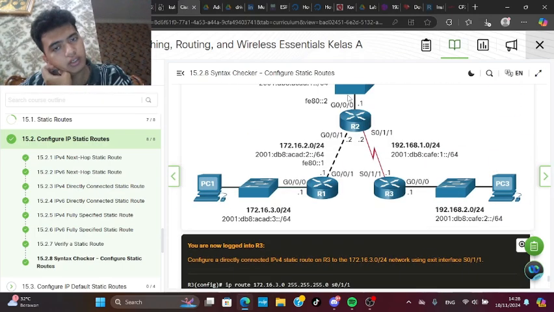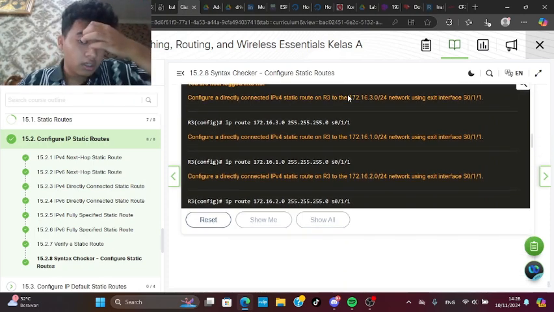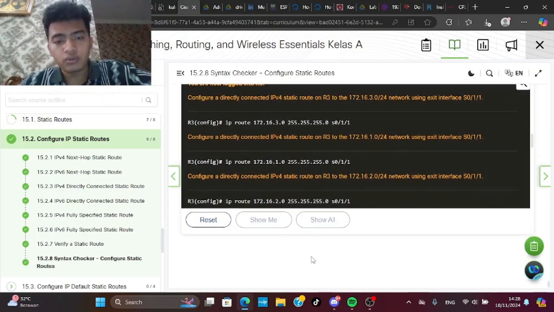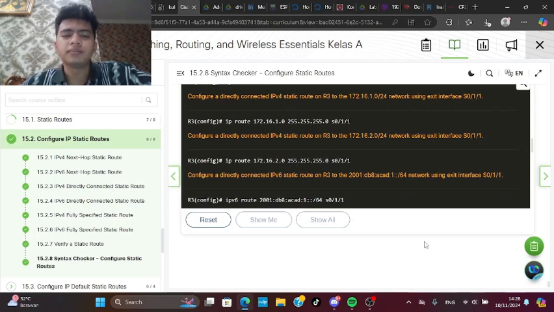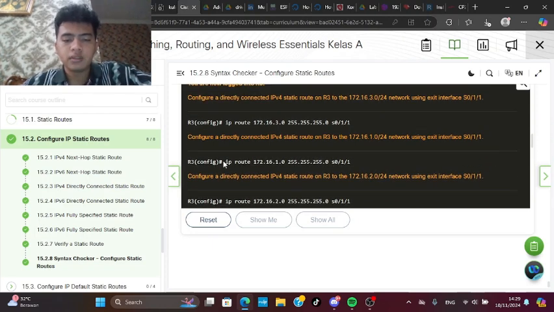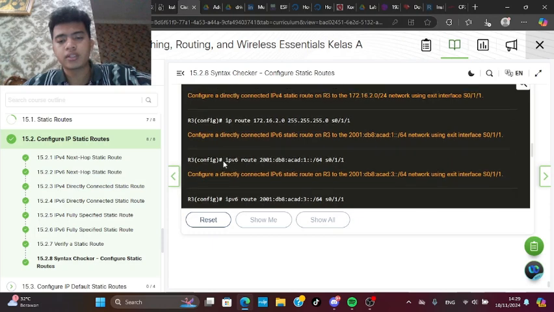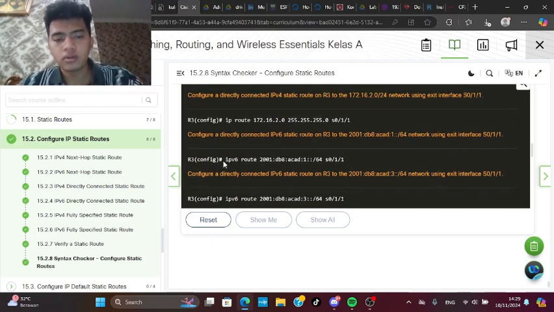and we can see that here we make a route to the switch above router 2 using the router 2 serial interface. And the last one is from router 3, we want to make the route to router 1 using the router 2 serial exit interface. Okay, and then after that we have the IP version 6 route.